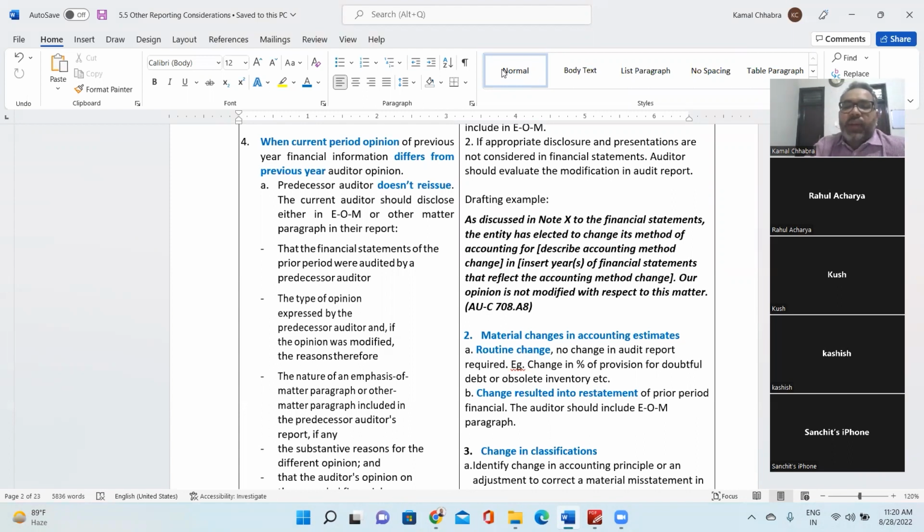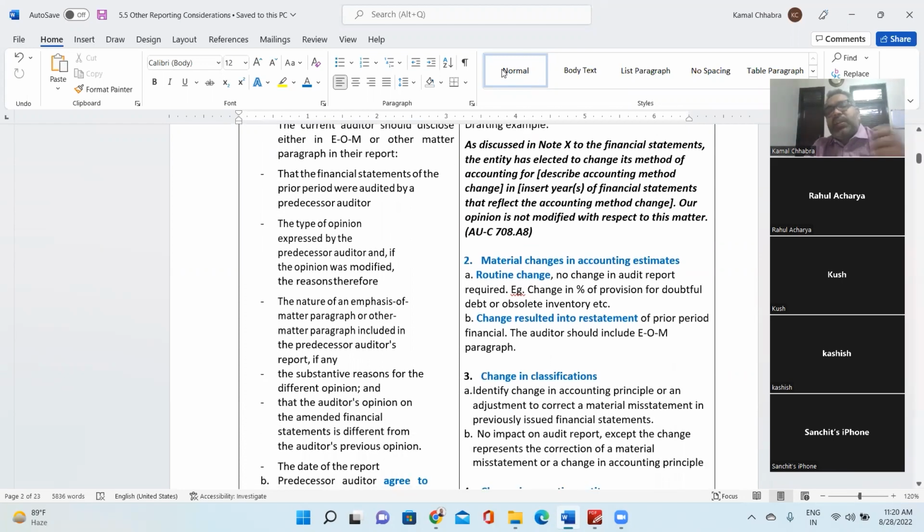In that scenario, there might be two situations possible. One is the predecessor auditor agrees, right? Or the second is the predecessor auditor does not agree to reissue the report. If the predecessor auditor does not agree to reissue the report, what do you need to do? You need to give an emphasis of matter paragraph or other matter paragraph. How do you draft that EOM or other matter paragraph?